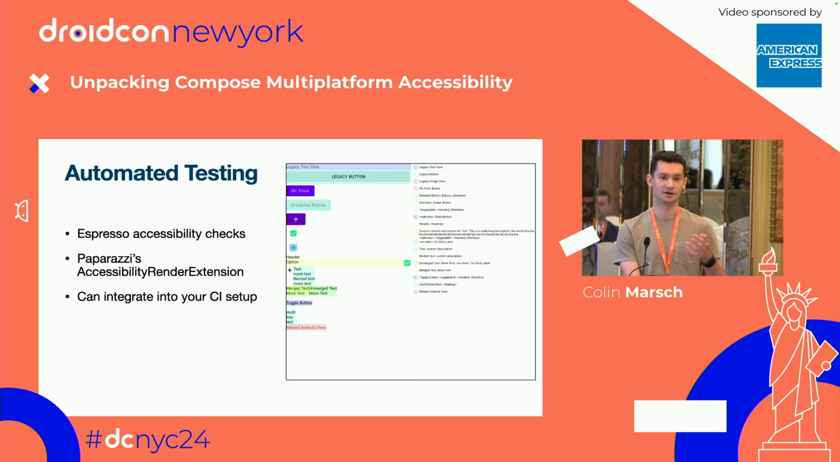And on the automated testing side for Android, since we just have a regular Compose application, we can use the same things that we would use on the regular Android side. So we could enable our Espresso accessibility checks, which recently had a new release to support Compose accessibility checks. That was a long-coming feature and has now come out as of about a month ago or so. Paparazzi's accessibility render extension could also be used through just the Android side here to see what kind of accessibility labels are on your UI, and you can integrate some of these automated tests into your CI setup.